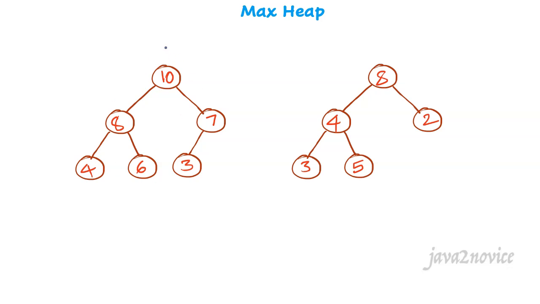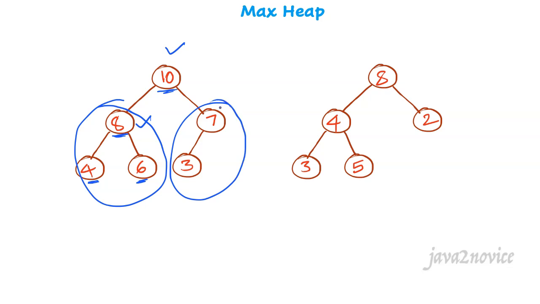Here is an example max heap. The root node value is higher than its children. 10 is bigger than 8 and 7. Not only that, it is higher than any other node values within this tree. 10 is bigger than any of the node values in this tree. If you take the left subtree, 8 is the root node and it is bigger than its children 4 and 6. Similarly, if you take the right subtree, 7 is the root node, which is bigger than its children.